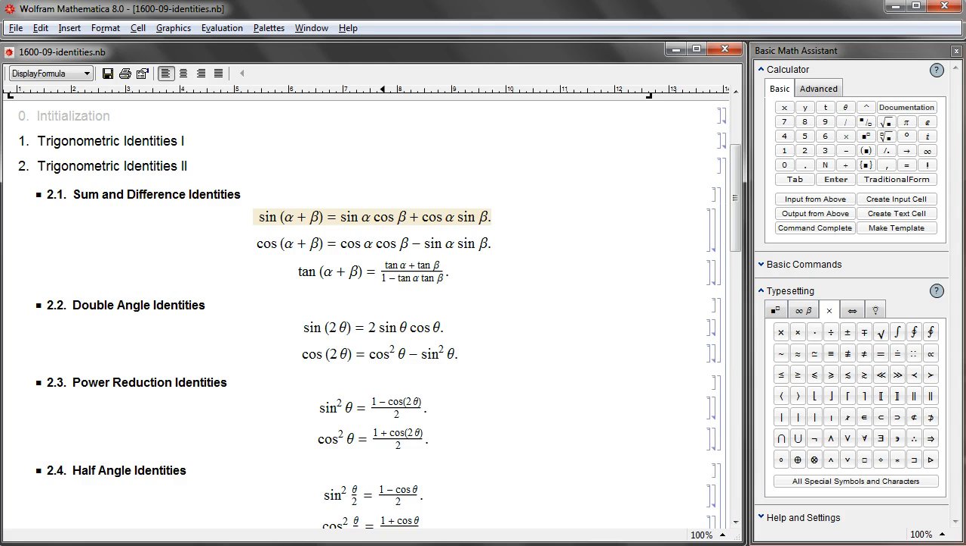Here's the first formula. Sine of alpha plus beta equals sine of alpha cosine of beta plus cosine of alpha times sine of beta. Next, cosine of alpha plus beta equals cosine of alpha cosine of beta minus sine of alpha times sine of beta. And these two are the standard sum and difference identities.